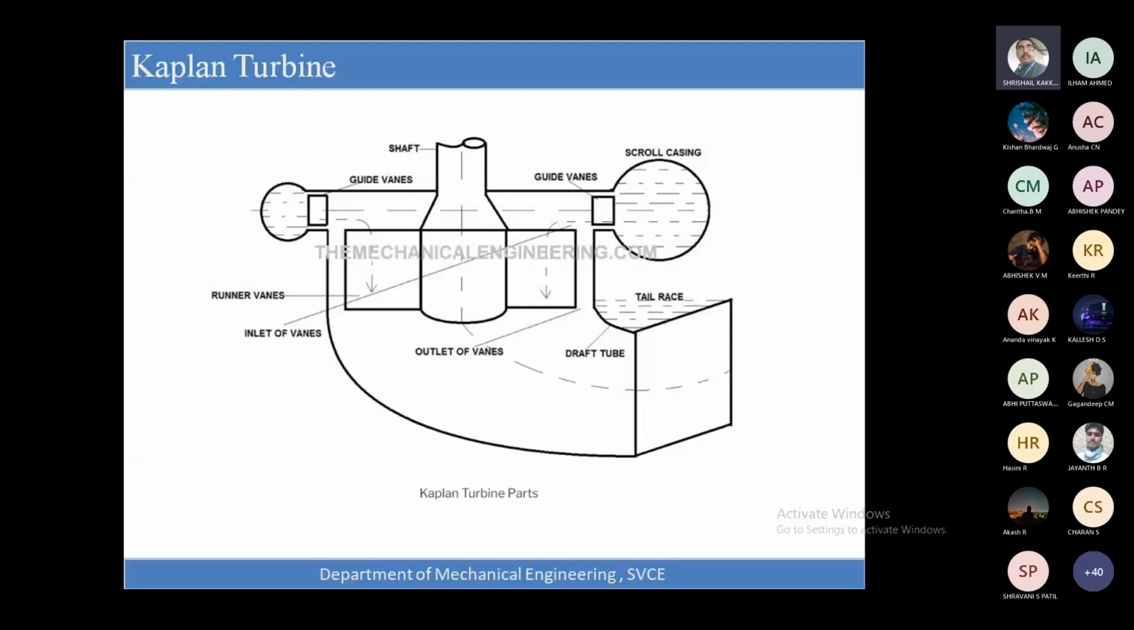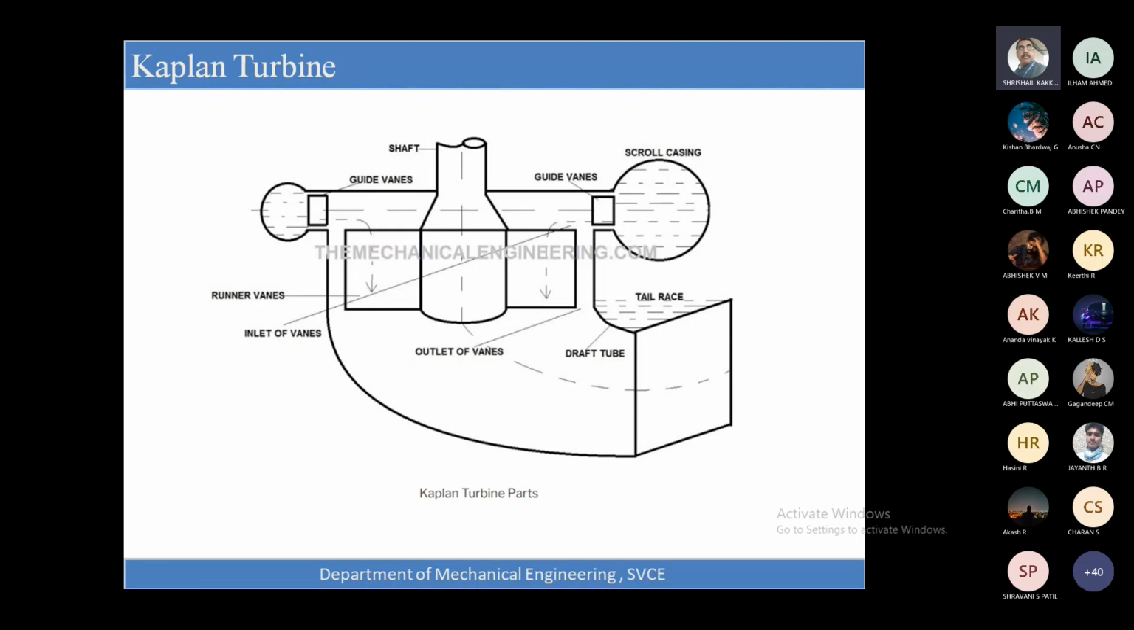The scroll casing is one which will have the varying cross section. In other words, we can say it is a pipe, just like a penstock. From the reservoir, we are going to take the water through this scroll case. What happens here is that it will have a varying cross section, and the water will be entering this. We'll see that later.